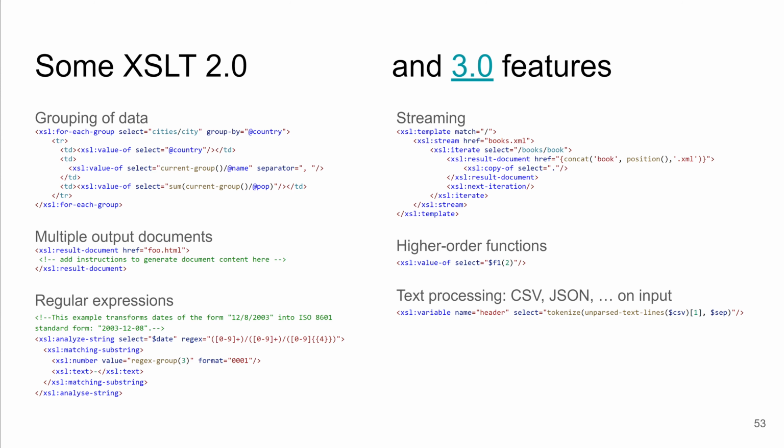And there is also support for text processing. So, for instance, you are able to process CSV files or JSON files using XSLT 3.0 as if it was XML after some transformation, which is implemented by some XPath 3.1 functions, which are used in XSLT 3.0.